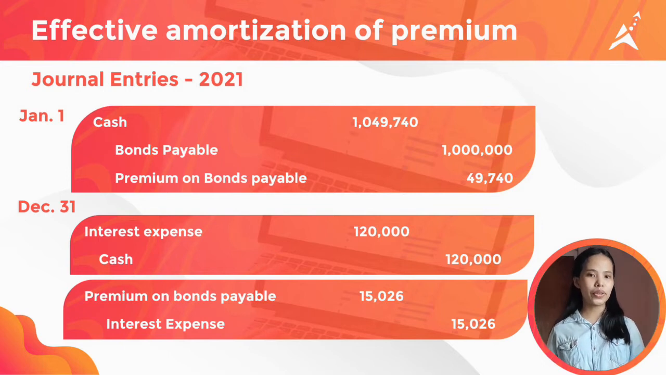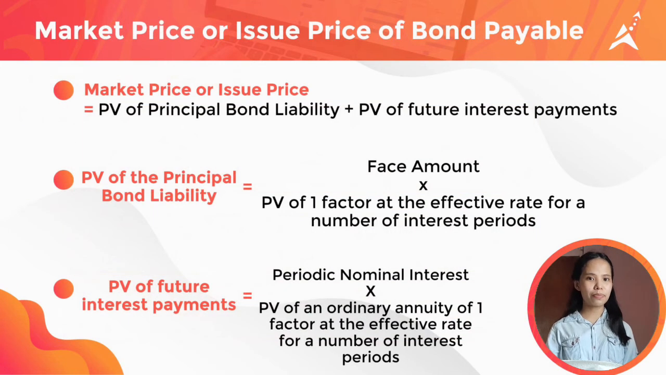So on December 31, debit interest expense 120,000, credit cash 120,000, and debit premium on bonds payable 15,026, and credit interest expense 15,026. Now let's talk about the market price or issue price of bonds payable.